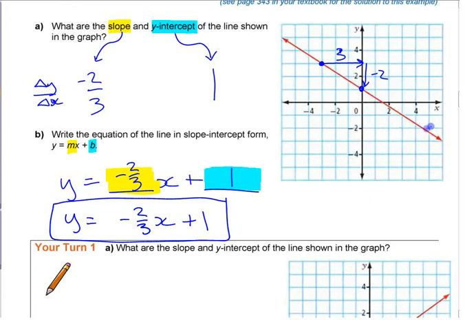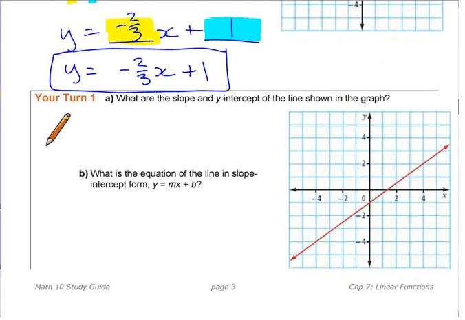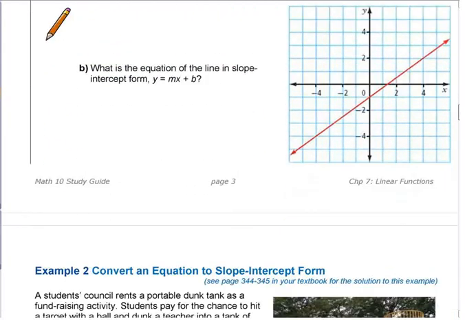If you wanted to know any other point on the line, like this point, you could put in a 3 for x and work it out. You can substitute in a point, or substitute in a value here, and find this value. But that's what you're going to have to do later on in this section. The other two, there's another question for you to try there.